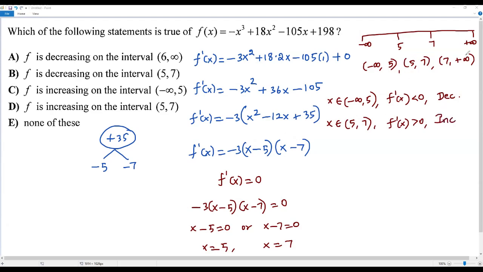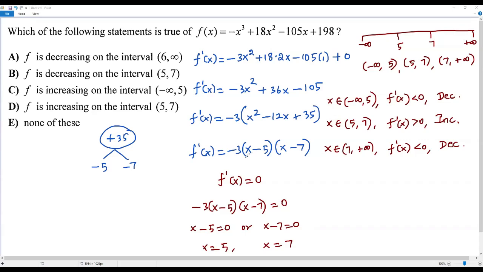Okay, now let me consider the third interval, 7 comma positive infinity. Let's take a random value. We can take 8 in this interval. When I plug in x equals 8, 8 minus 5 is positive 3, and 8 minus 7 is positive 1. Negative times positive is negative, negative times positive is negative. So f prime of x becomes negative. When x belongs to 7 comma positive infinity, f prime of x is less than 0. Again, since the first derivative is negative, the given function f of x is decreasing. Now I have the intervals of increasing and decreasing.